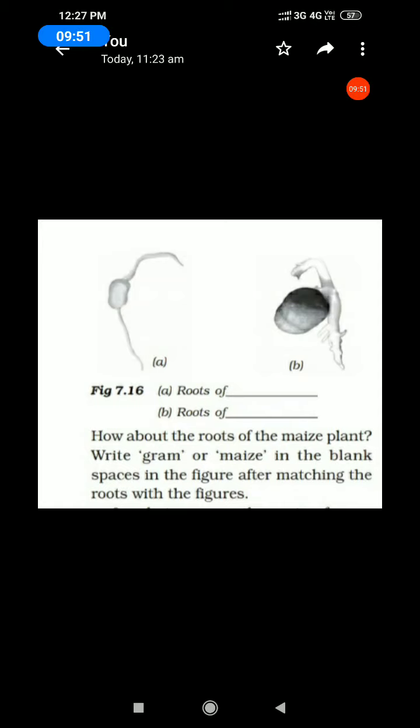Write in the blank space in the figure after matching the roots with the figures. See picture 7.16 and fill in the answers. Next class, I will tell the answer. Discuss the answers. Now you write the answers.